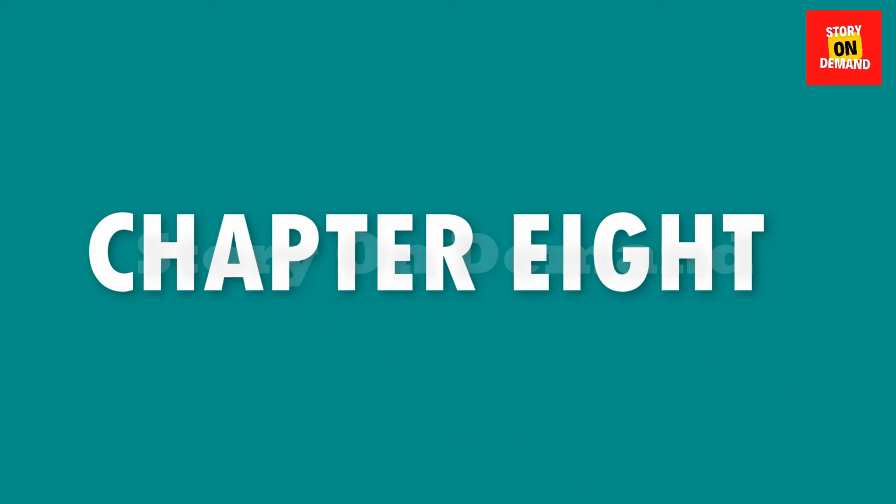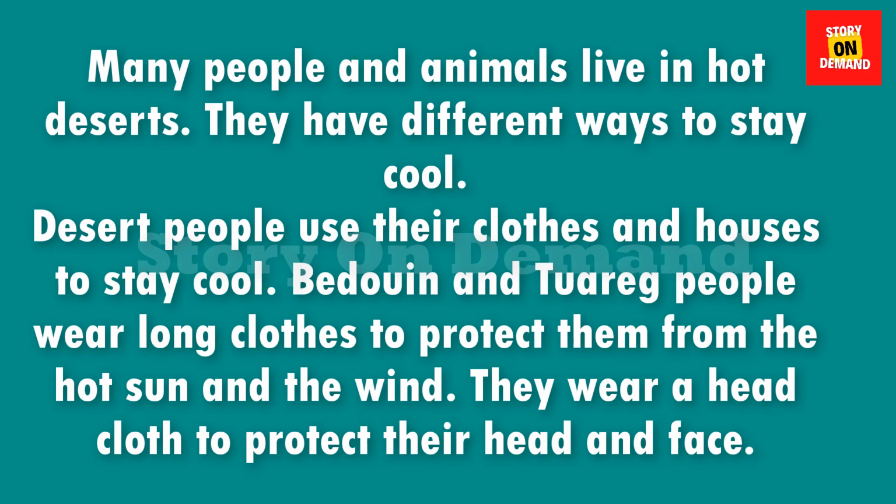Chapter 8. Staying Cool. Many people and animals live in hot deserts. They have different ways to stay cool. Desert people use their clothes and houses to stay cool. Bedouin and Tuareg people wear long clothes to protect them from the hot sun and the wind. They wear a headcloth to protect their head and face.